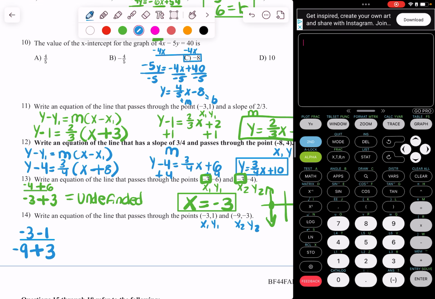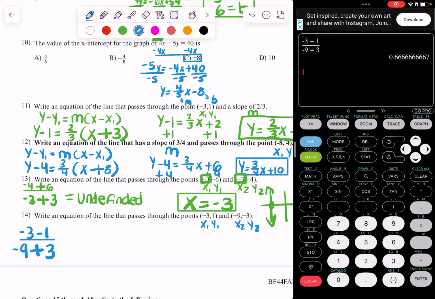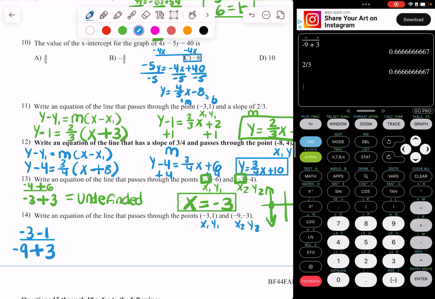Let's type this in the calculator. Negative 3 minus 1. And let's look on the bottom. Negative 9 plus 3. We end up getting, I think that's 2 over 3. Let me just double check. Yeah, 2 over 3. All right, let's use the formula y minus y1, which my y1 is 1, equals my m, which is 2 over 3, parentheses x minus my x1, which is negative 3. Minus negative becomes a plus.